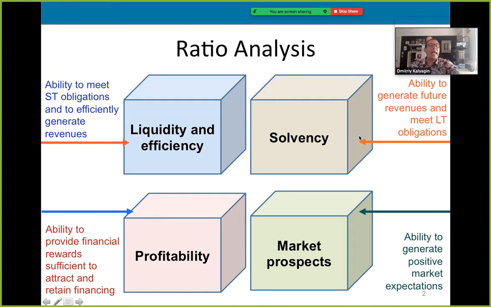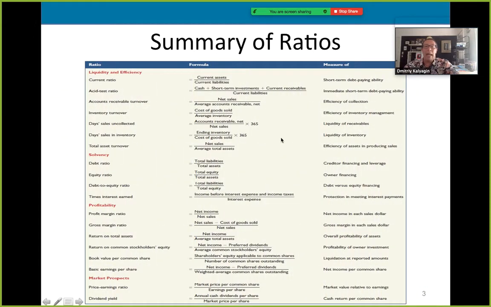The second group will look at how heavily the company relies on debt. It's called solvency ratios, the company's ability to generate future revenues and meet its long-term debt obligations. The third group will look at the company's profitability, the ability to provide financial rewards sufficient to attract and retain financing. And the last one will be market prospects, so the company's ability to generate positive market expectations. So as I mentioned, we will have those 4 groups. This is a summary of ratios and their formulas.